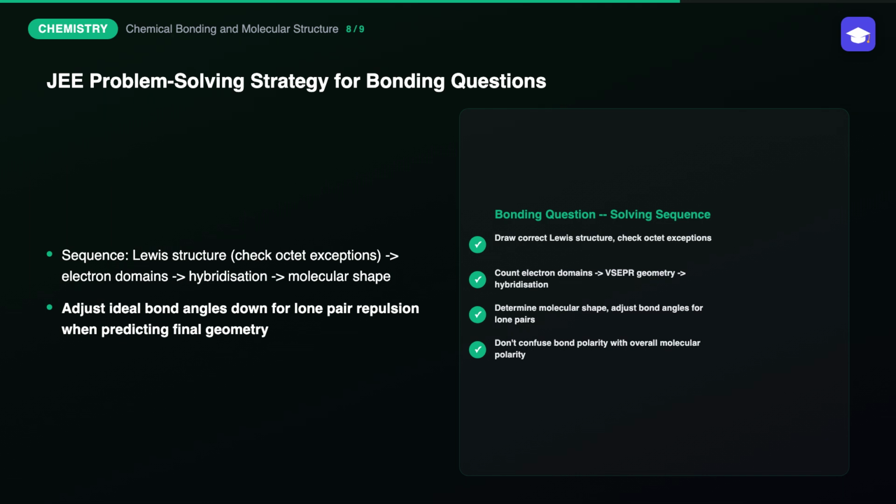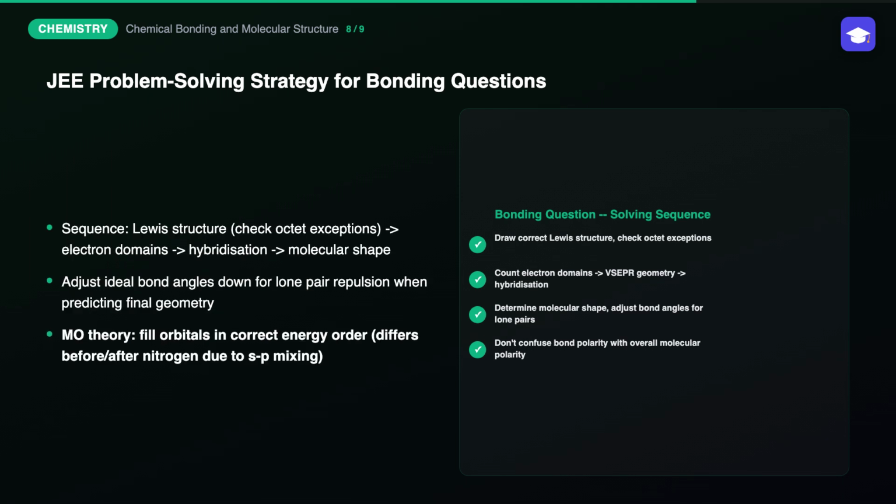Third, determine the actual final molecular shape specifically by considering how many of those domains are genuine bonding pairs versus lone pairs, and adjust your expected bond angles slightly downward from the ideal, unperturbed value to account for the specific repulsion hierarchy, lone pair repulsion being strongest.